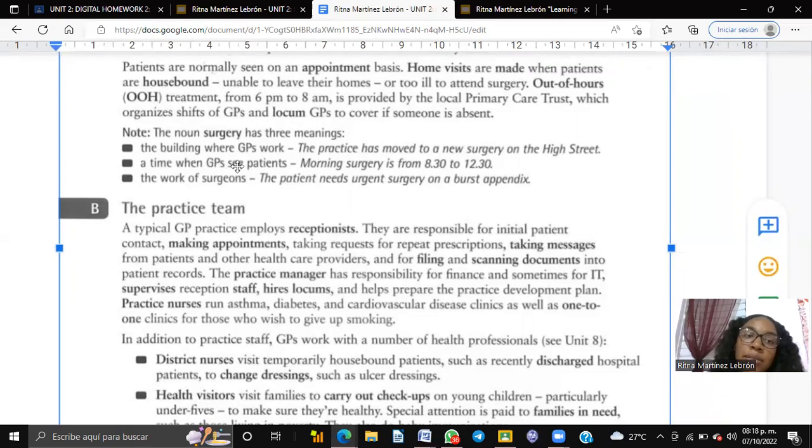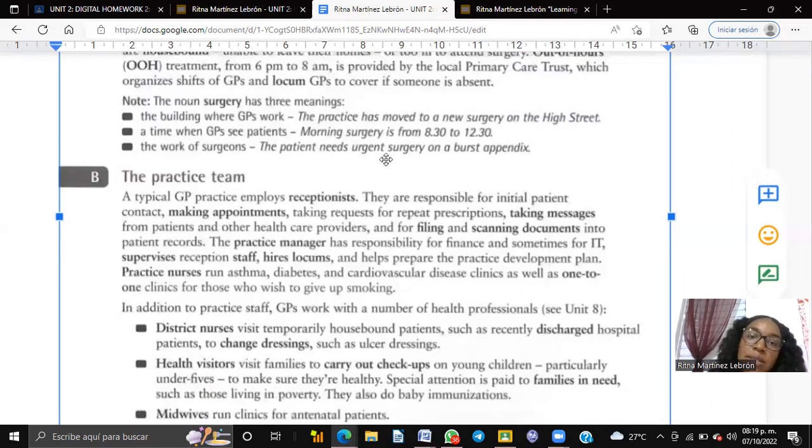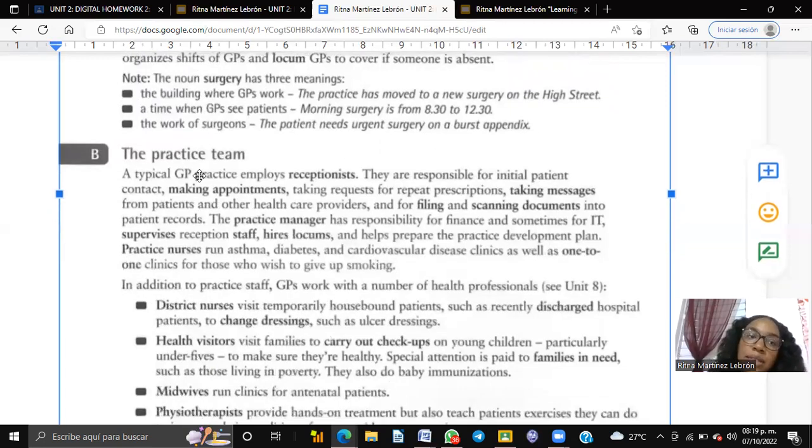The practice has moved to a new surgery on the high street. When GPs see patients, morning surgery is from eight thirty to eleven o'clock, and there is a further session later. Surgery is also needed urgently for patients with a burst appendix.